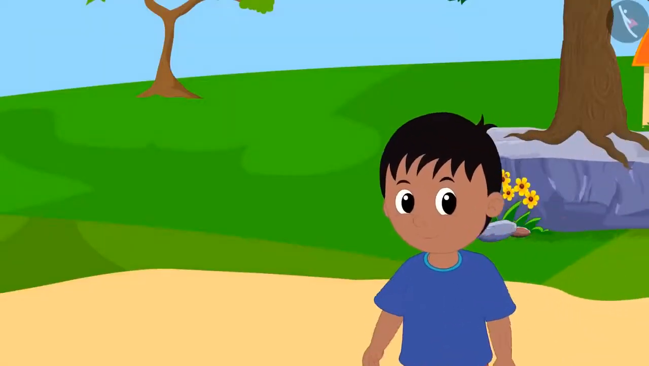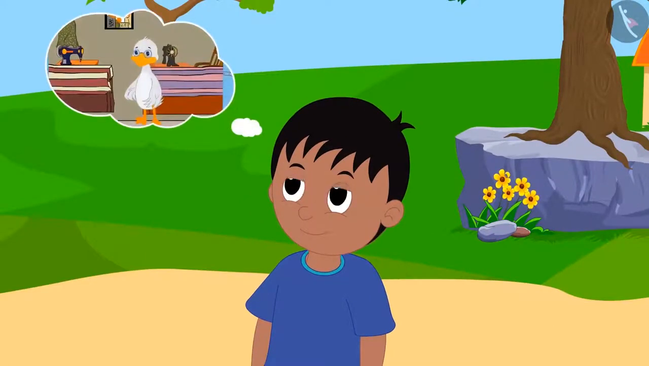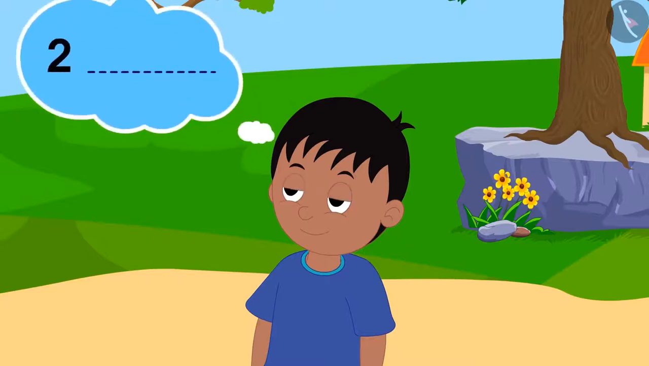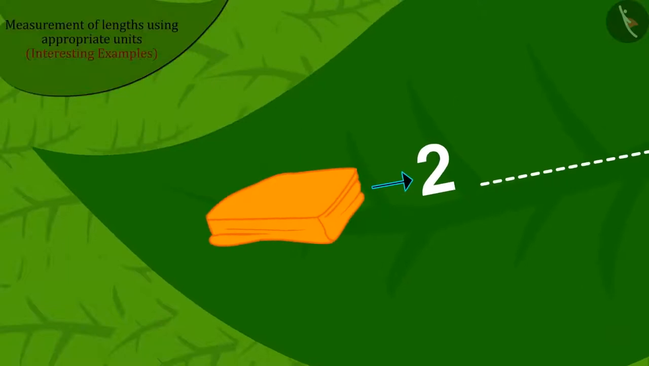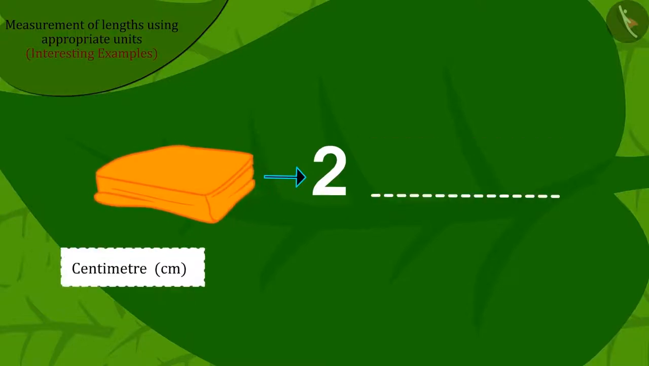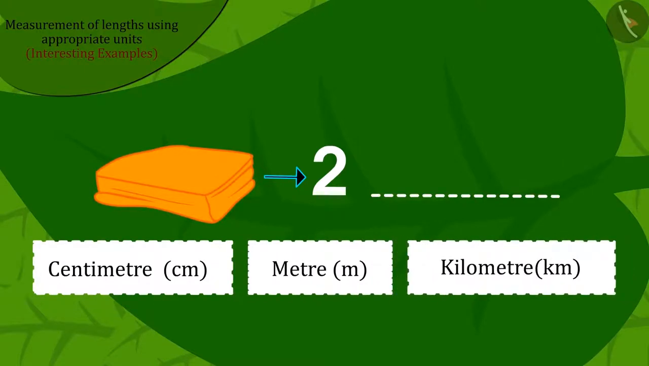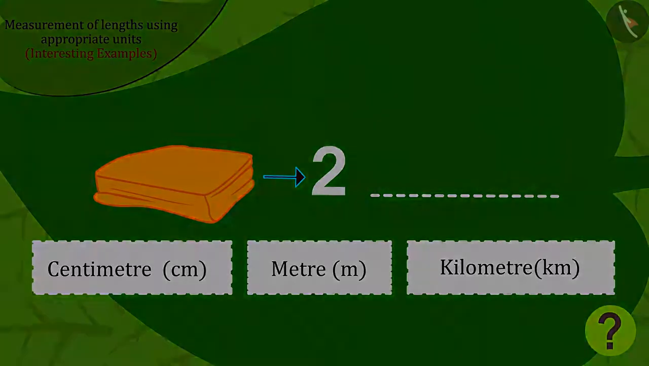When he was returning home, he remembered that he had to go to the uncle's shop. But he only remembered the number 2 from the measurements his father had given him. Kids, can you tell Raju that what units should be used to measure the cloth for his father's shirt? Centimeters, meters, or kilometers? Which one should be used?